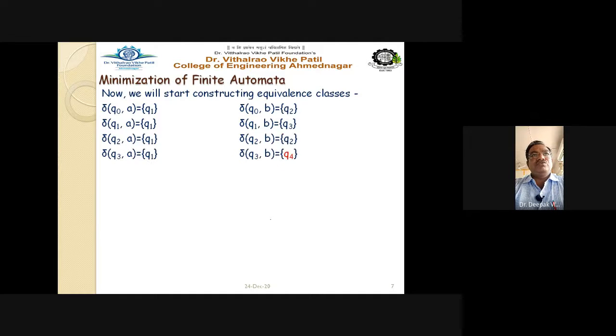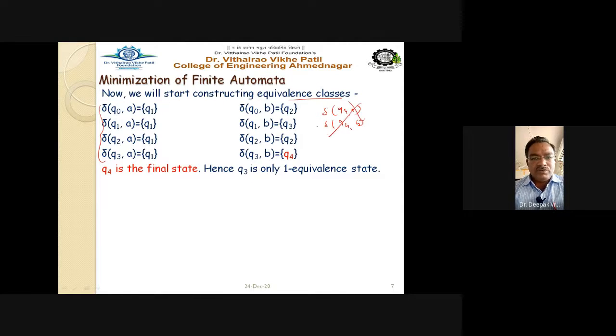See here, Q0, Q1, Q2, Q3. So how many transitions have I written here? The second step, when we have to find the equivalence class, is to take all the states excluding the final state. I have not written delta Q4 on a, b, or delta Q4 on b here, which means we have to exclude the final state. Excluding the final state means this belongs to capital Q1, and all these other states belong to capital Q2.